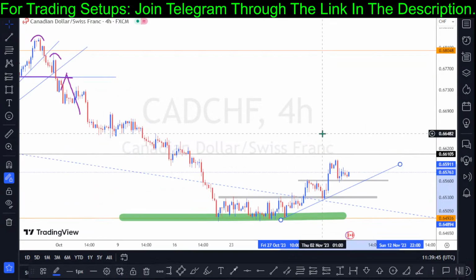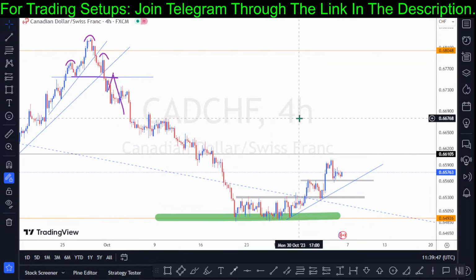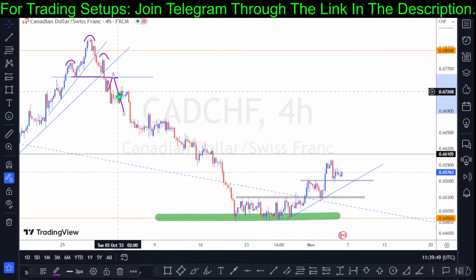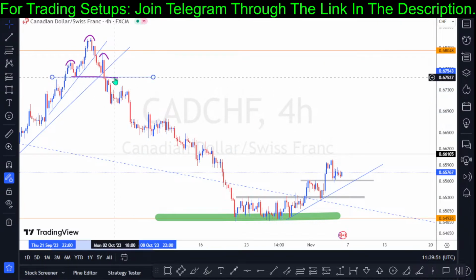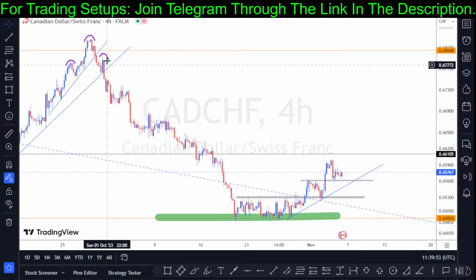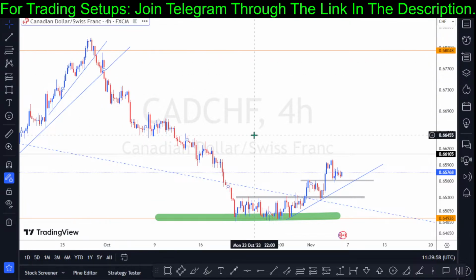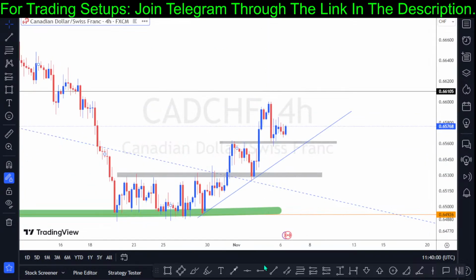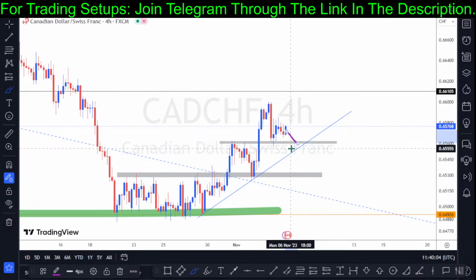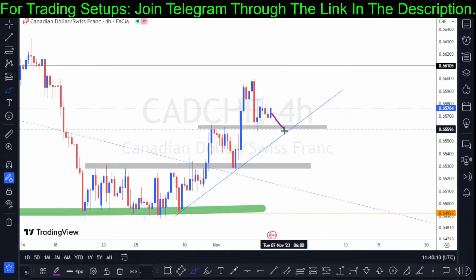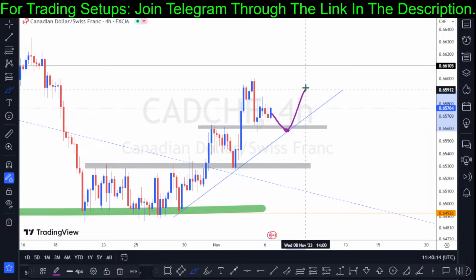So we have a rising trend line on the Canada Switch. So what I'm going to be looking out for on Canada Switch this week is I want to see price make a pullback to the minor support structure at the price of 0.6558, and then if price can test the rising trend line in this market, that would be a nice entry zone for us.